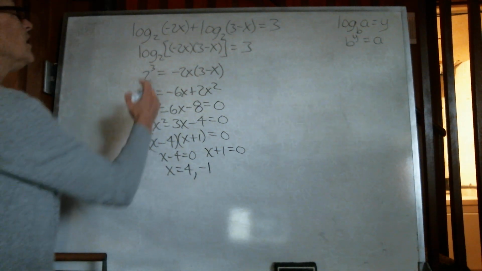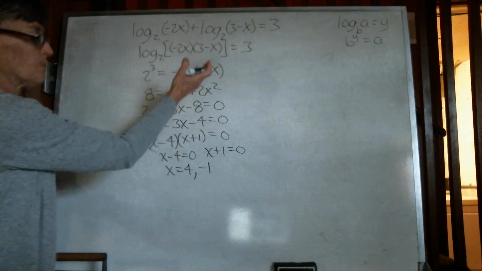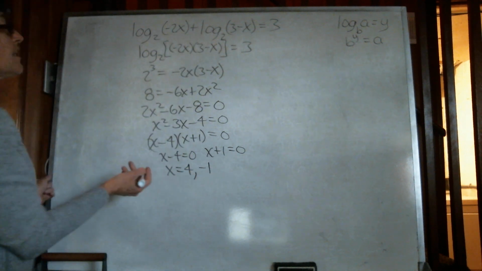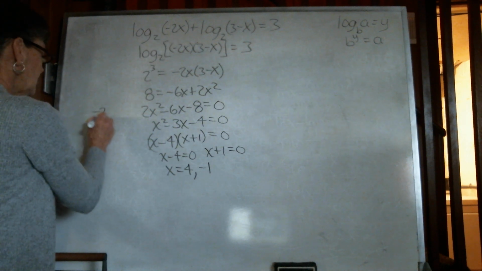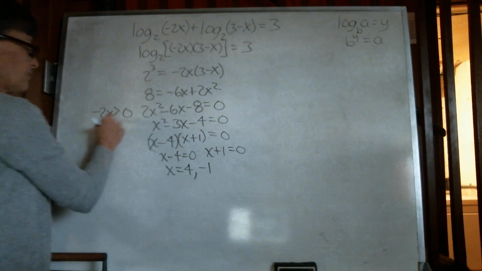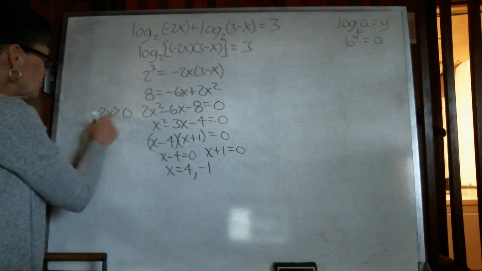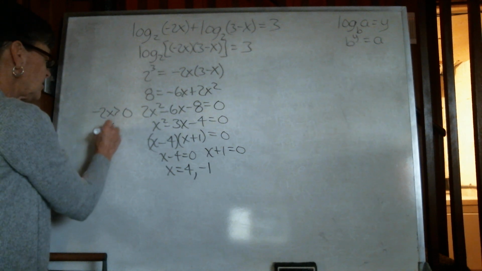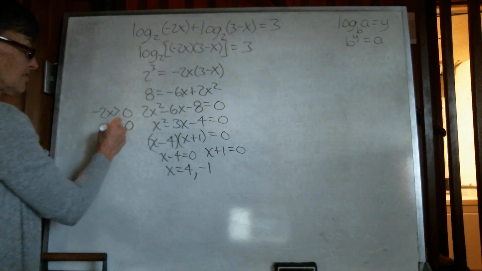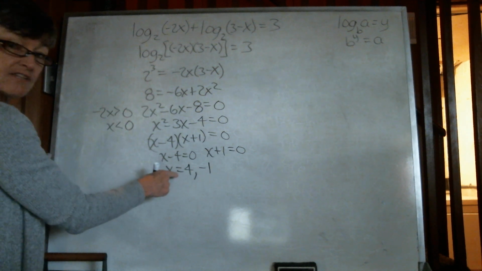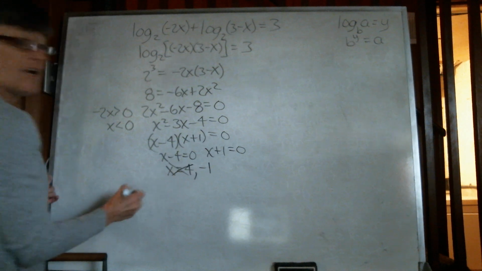All right, well, logs have a domain issue. So we have to see if 4 or negative 1 is in the domain. Negative 2x has to be greater than 0. All right, well, if you divide by negative 2, remember you flip the inequality sign, so that means that x has to be less than 0. All right, well, 4 is not less than 0, so 4 cannot be my answer.